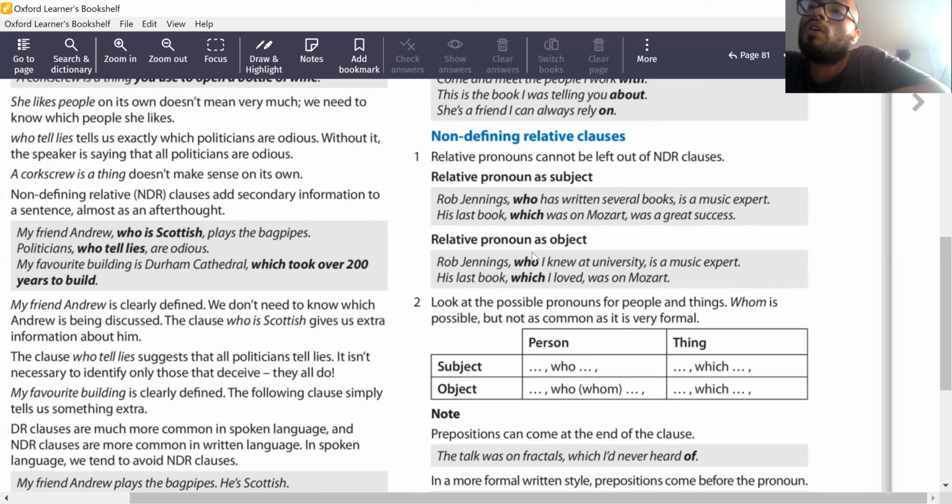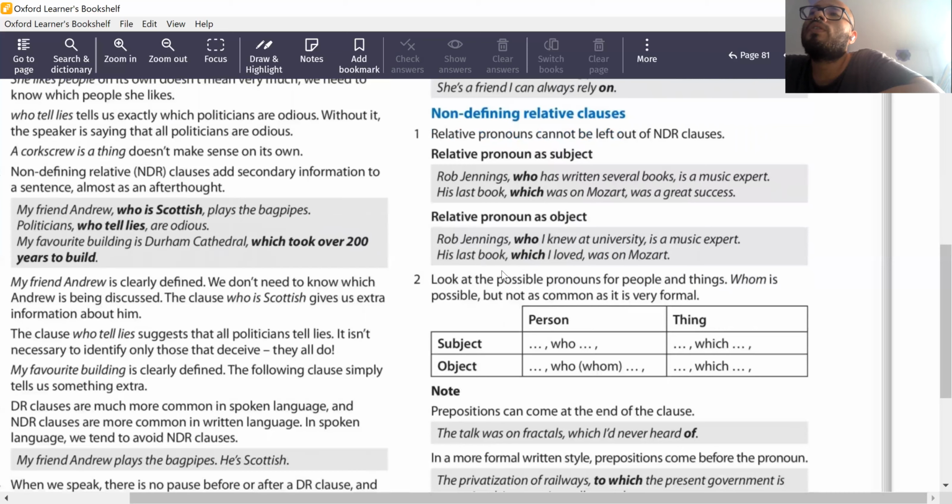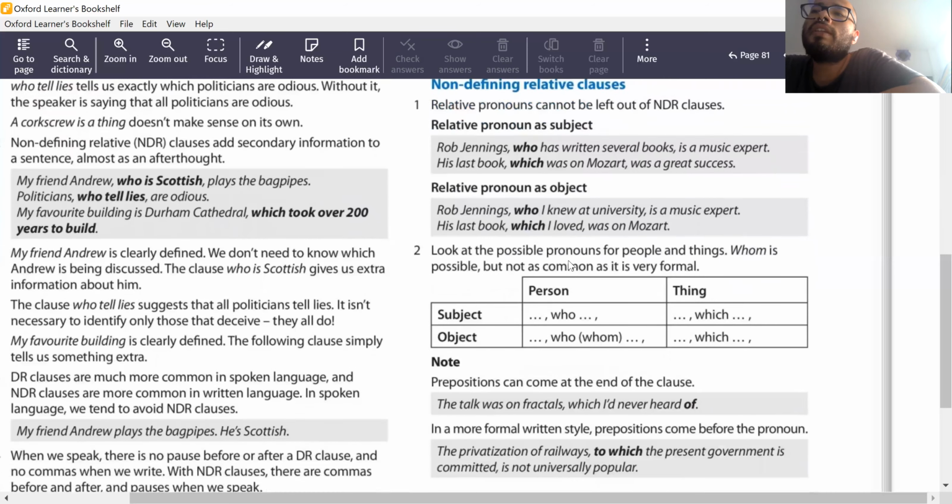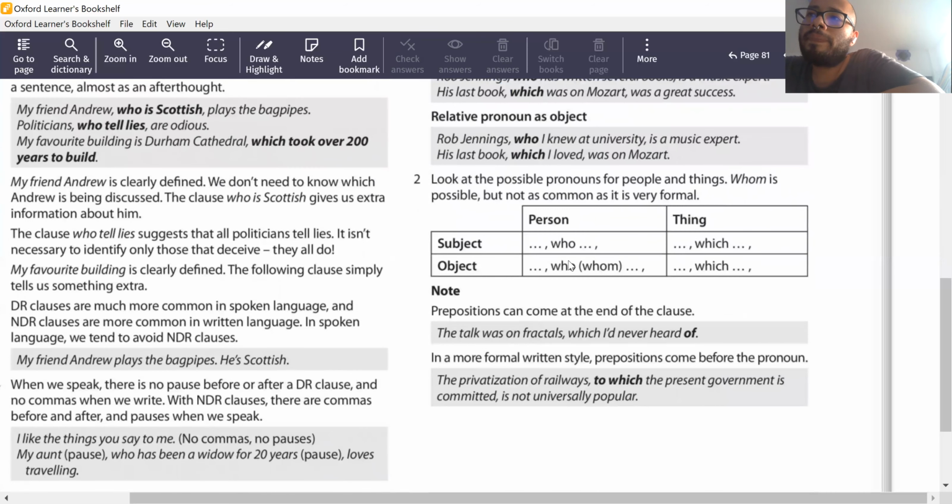Relative pronoun as an object. Rob Jennings, who I knew at the university, comma, is a music expert. His last book, which I love, was on Mozart. Commas. They need commas all the time.